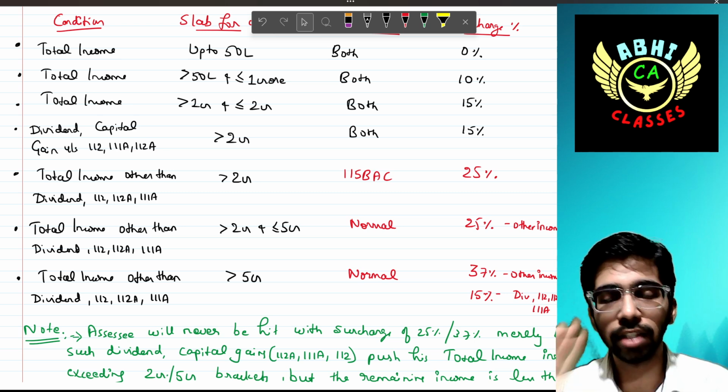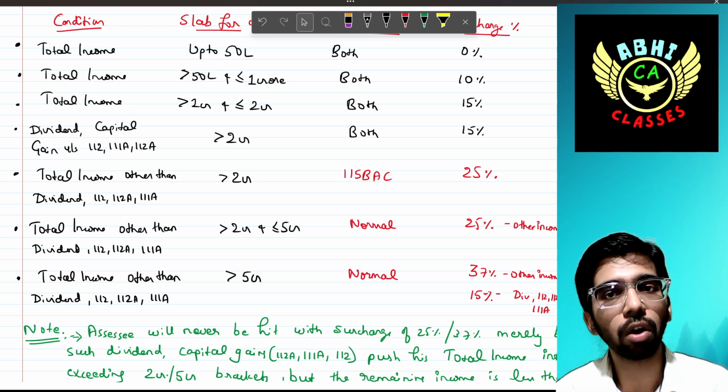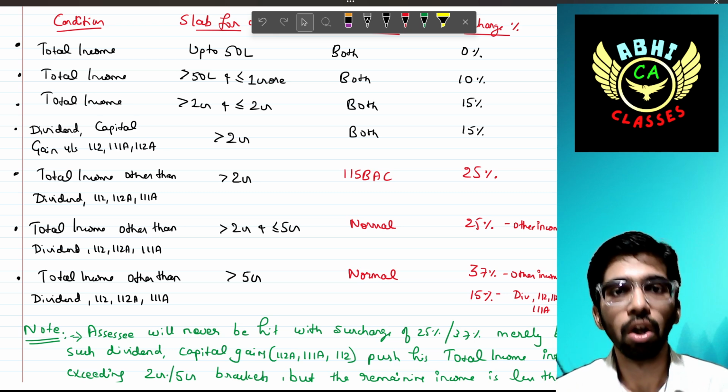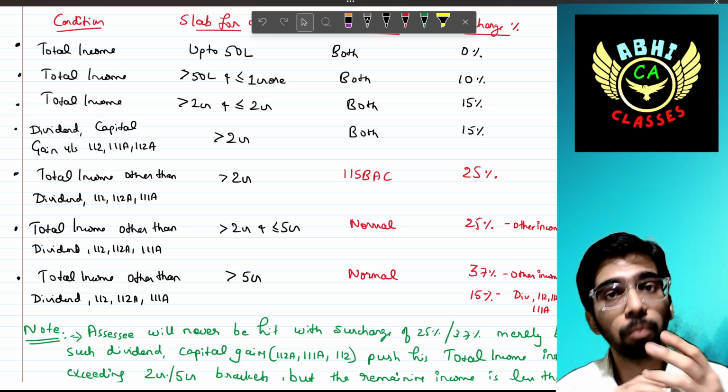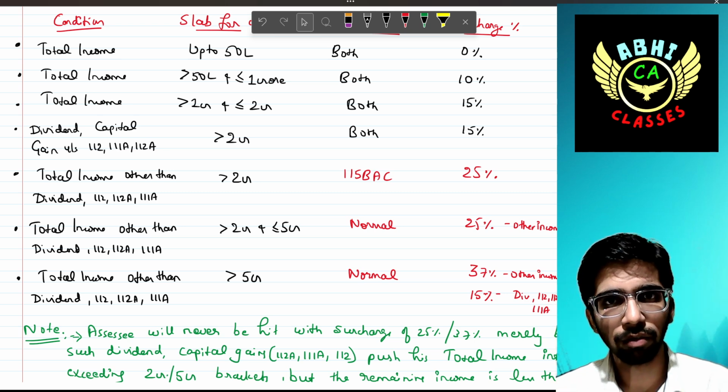Up to 50 lakh, 0 in both cases. 50 lakh to 1 crore, both cases 10%. 1 crore to 2 crore, both cases 15%. Only special income more than 2 crore, both cases 15%.